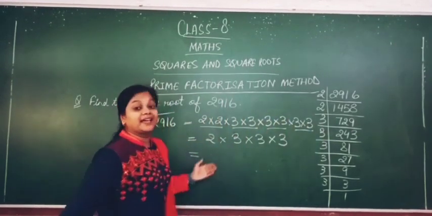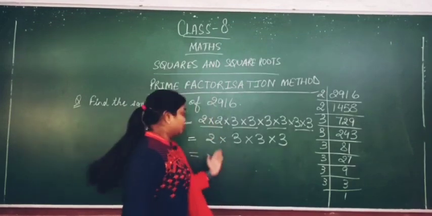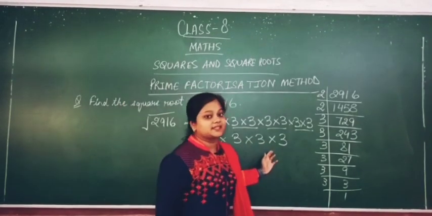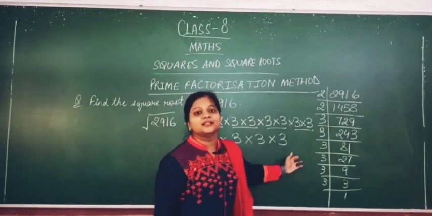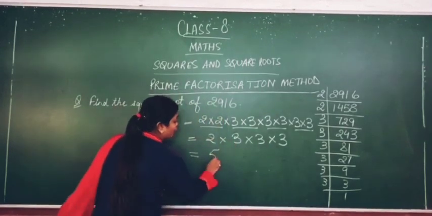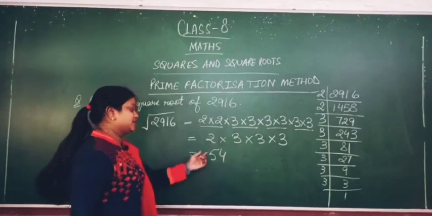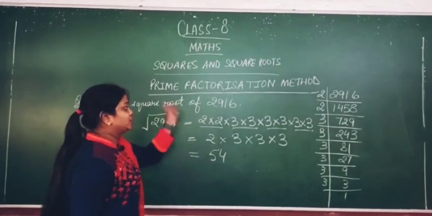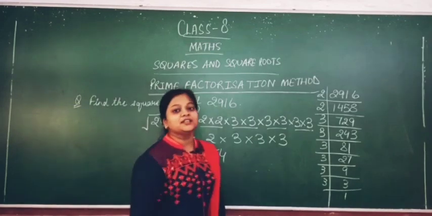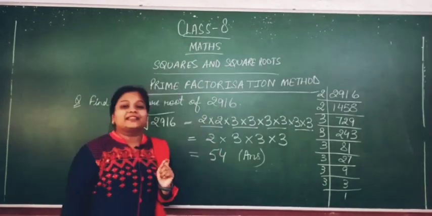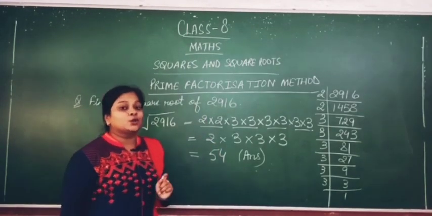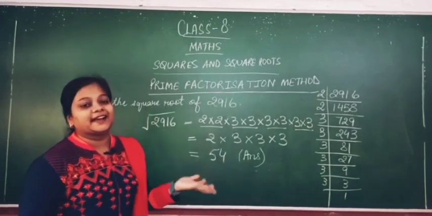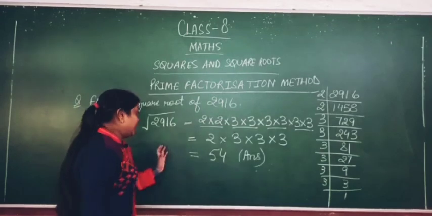Now we'll multiply these numbers. So 2 into 3 is 6, 6 into 3 is 18, and 18 into 3 is 54. And 54 is the square root of 2916 using prime factorization method. There is one more method to find square root of a number, which is division method. We'll discuss it in our next video.